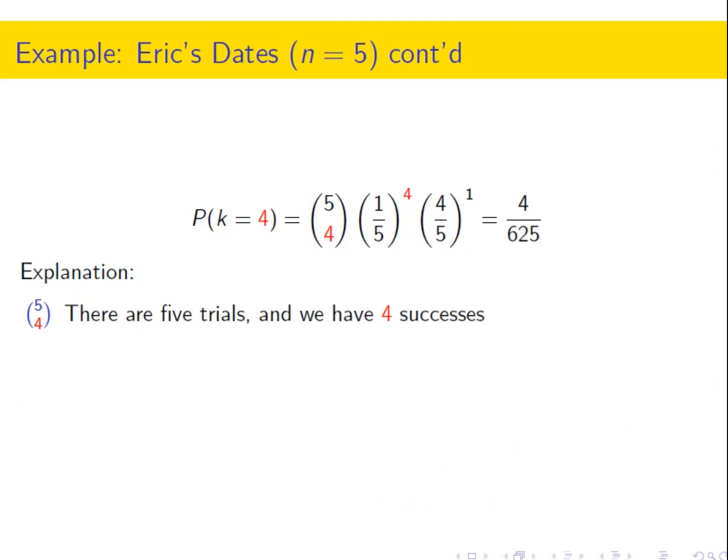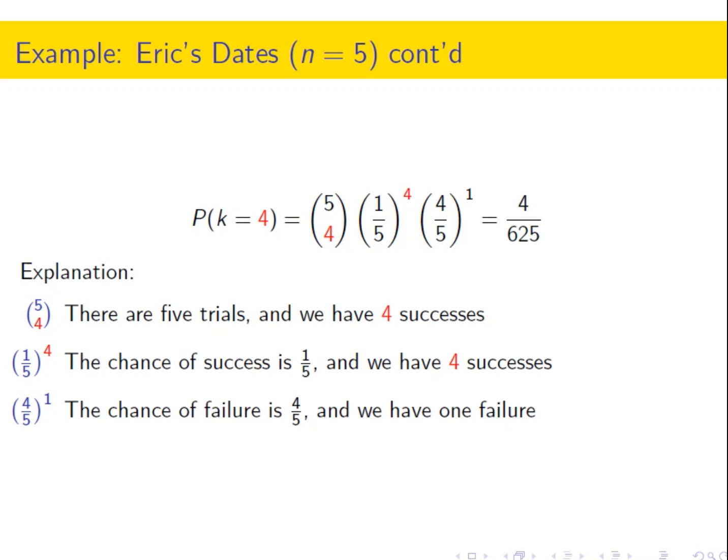I think I just explained it, but now I've highlighted the important pieces of information in red. 5 choose 4, 5 trials and 4 successes. Chance of success is 1/5, and the chance of failure is 4/5. So the total probabilities are not very good. Like we said, if he's only got a 20% chance each time, the probability of 4 successes out of 5 is going to be less than 1%.